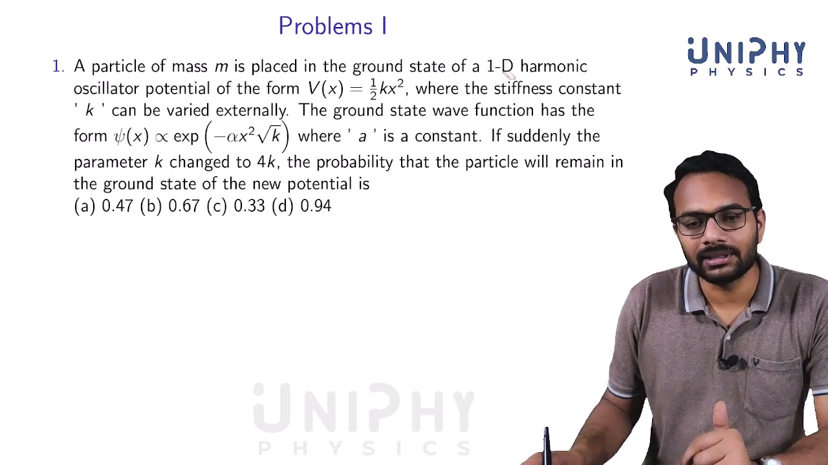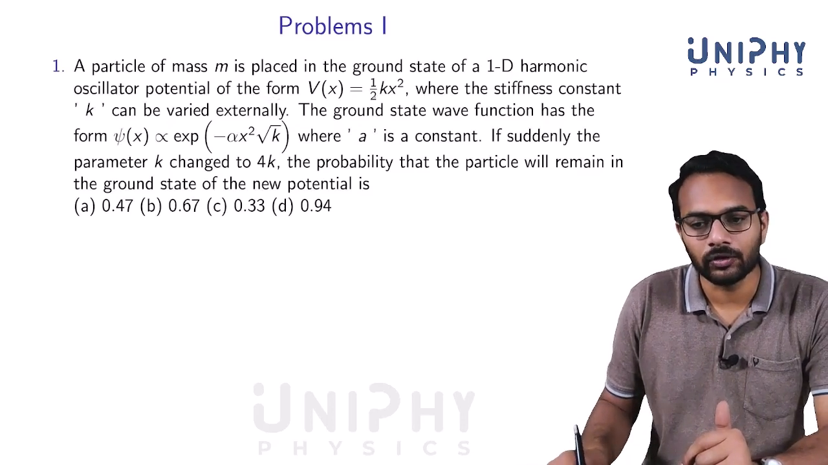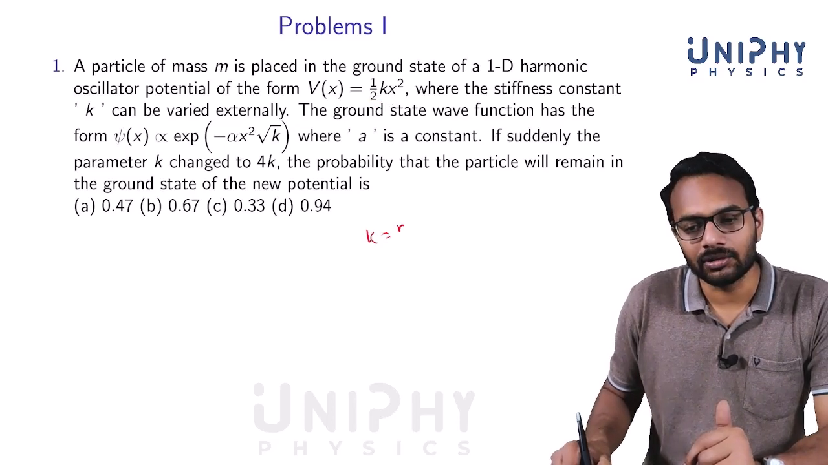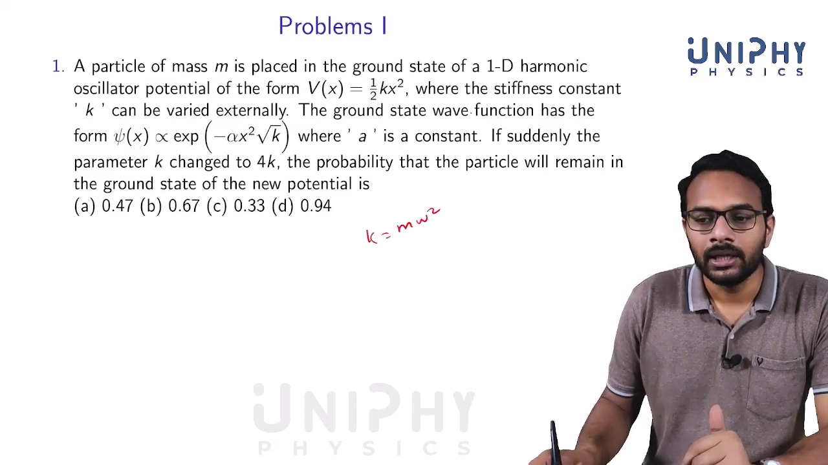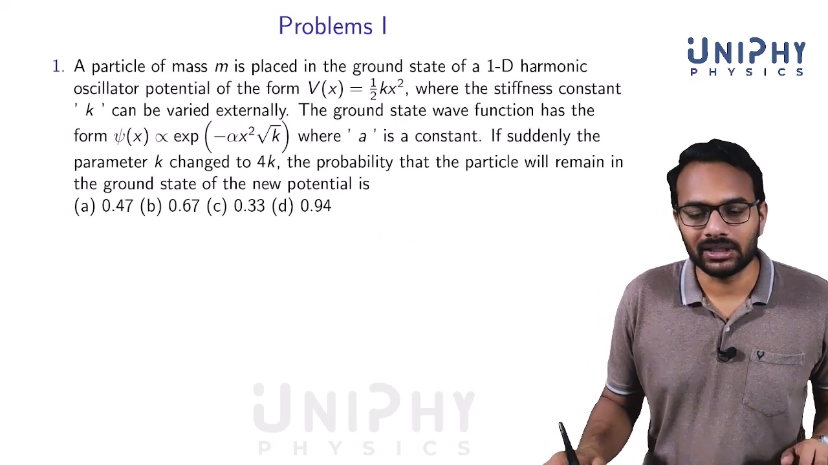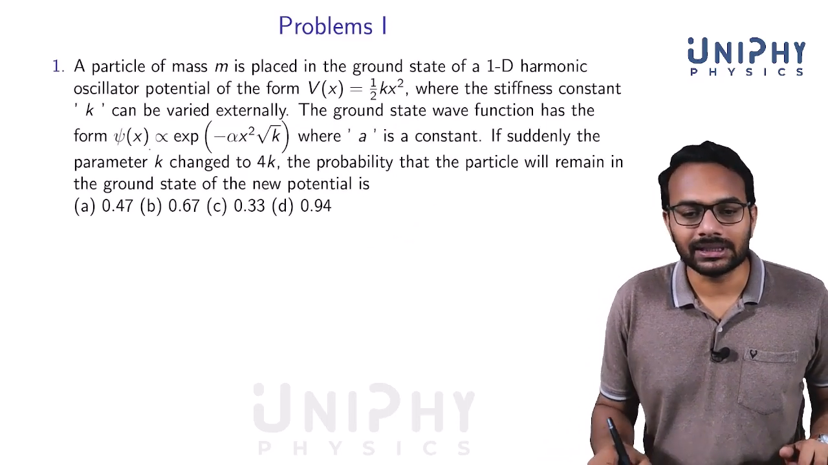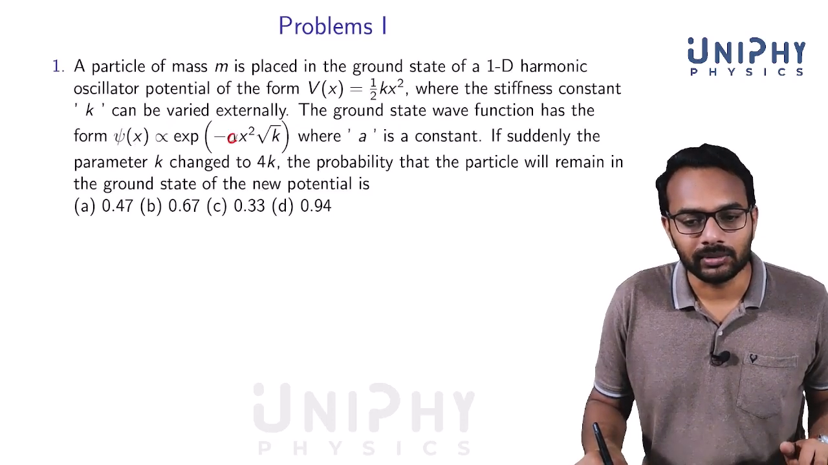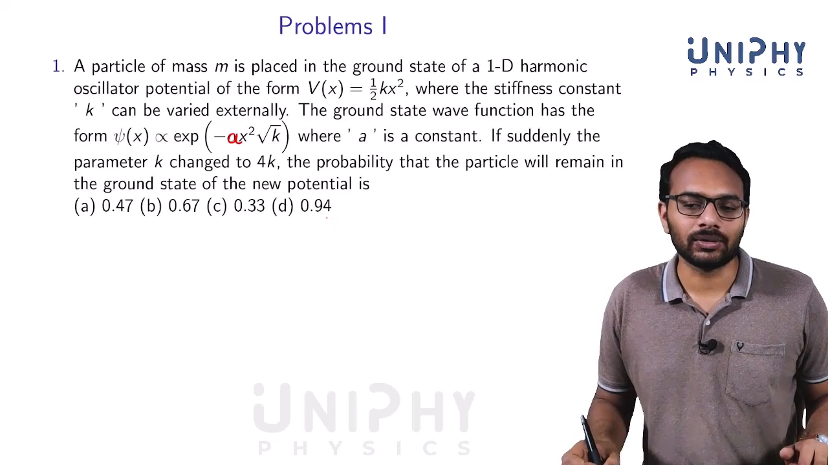of a one-dimensional harmonic oscillator potential of the form V of x equal to half kx squared. You see that k is equal to m omega squared, where the stiffness constant k can be varied externally. That's the situation we have got. The ground state wave function has the form psi of x proportional to e raised to minus a x squared, where a is proportional to the square root of k.